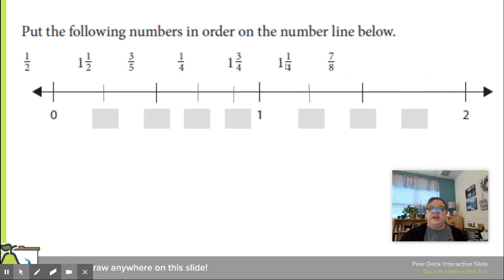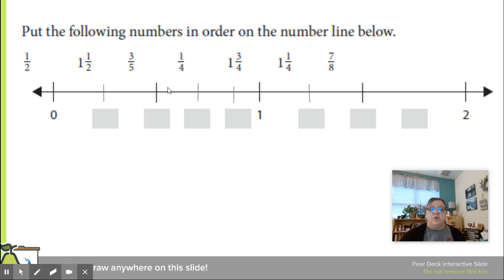Which ones are going to be to the left of the 1, so they're smaller than a whole, and which ones are bigger than a whole, so they're going to be between 1 and 2? Well, I know that 1 and 1/2 is more than 1, so it's going to go over here. I know that 1 and 3/4 is bigger than 1, so it's going to go over here. And 1 and 1/4 is bigger than 1, so it's going to go over here. Okay, that narrows it down. I've got this one, and this one are going to go on this side of 1. That leaves me with 1/2, 3/5, 1/4, and 7/8.